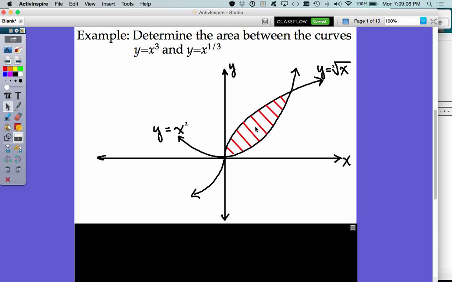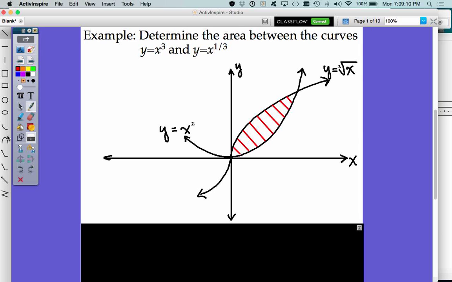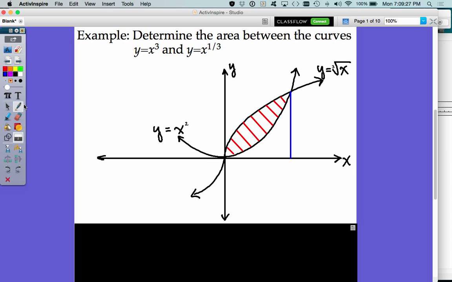Well, in order to find that area, the first thing we're going to need to do is decide what are the limits of integration. In other words, we're integrating from where to where. It seems pretty obvious that this one's 0. We'll test that in a minute to make sure. But we got to figure out what this point of intersection is. So in order to find the points of intersection of two curves, we set the two curves equal to each other and we solve. So in this case, we would have x squared equals the cube root of x.